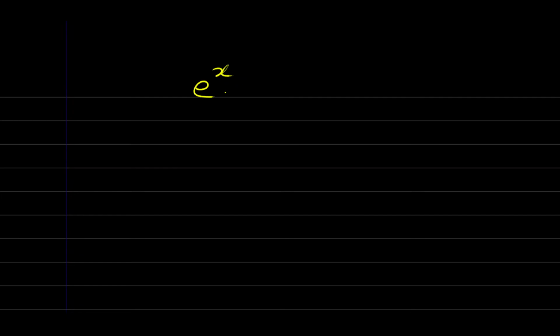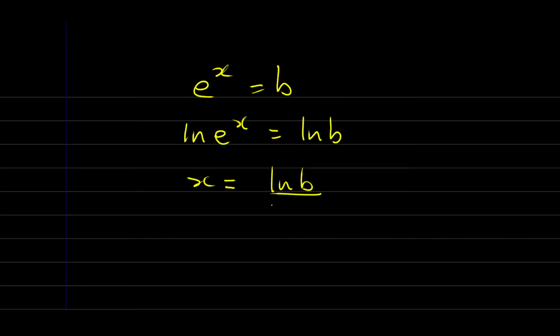When you have e to the power of x and you take ln here, let's say that is the exponential form that you have. If you have this and you take ln of e to the power of x equal to ln b, then x would be equal to ln b over ln e.